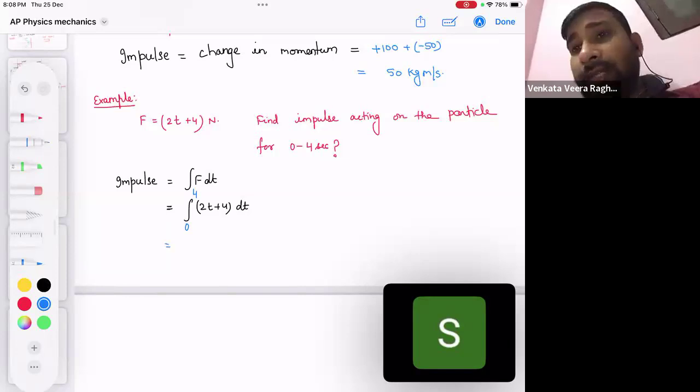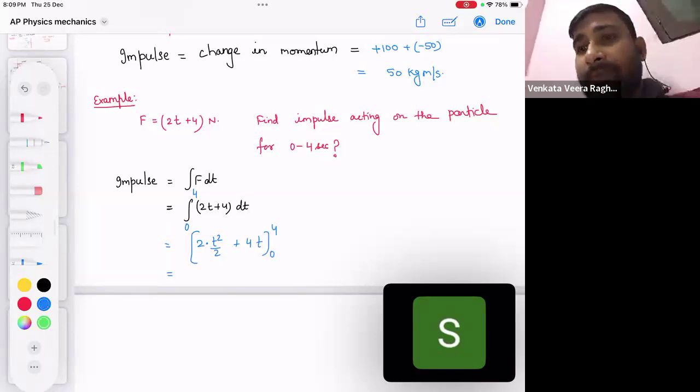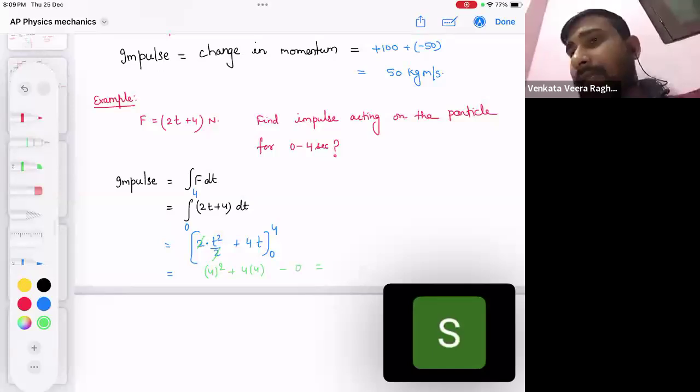So the integration of 2t dt will come how much? t dt means t square by 2 will come, plus 4 dt integration, t will come. And what is our limit? 0 to 4. So if you simplify it, 2 will get cancelled out. Let's put the limit. The upper limit, 4 square plus 4 into 4, minus the lower limit, if I put it, we will get 0. The 16 plus 16 is 32.